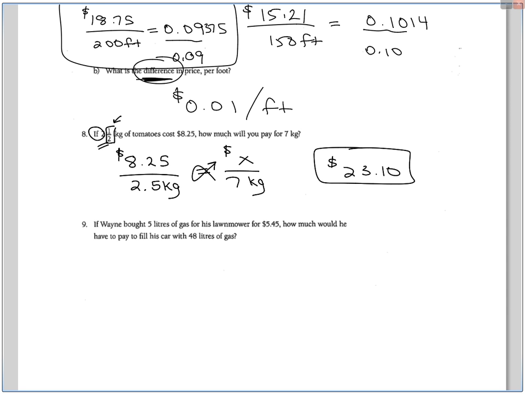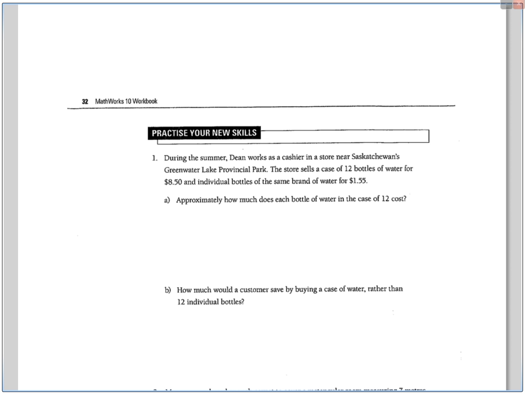Number 9 looks similar. If Wayne buys 5 liters of gas for $5.45, how much does he have to pay to fill his car for 48 liters? So another cross multiplication. 48 times 5.45 divided by 5. Alright, so $52.32 for the 48 liters. And that looks like we're done. So practice all these skills on the next page.